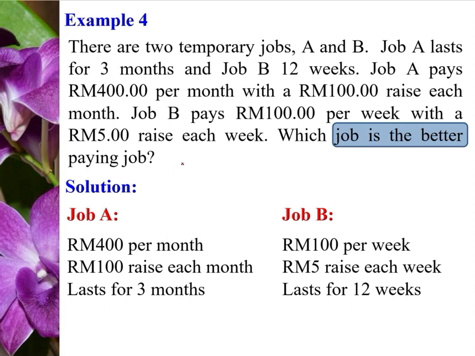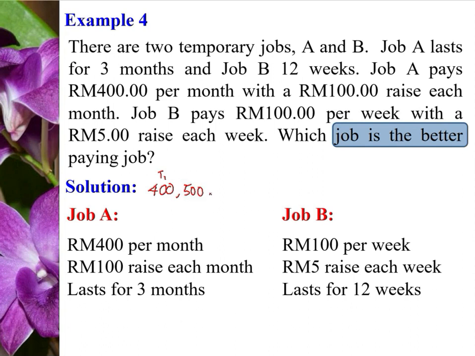Well, to solve this question, we need to know whether this is an arithmetic or geometric problem. You can try to list down the sequence for job A and job B for you to understand whether this is arithmetic or geometric. Look at job A. The starting salary is 400 ringgit for the first month, and then a 100 ringgit raise each month. That means the second month, job A pays 500 ringgit.